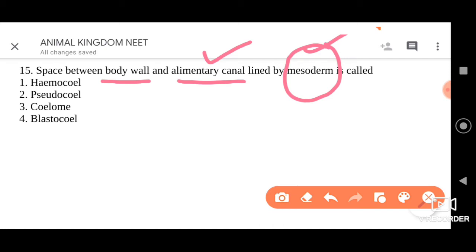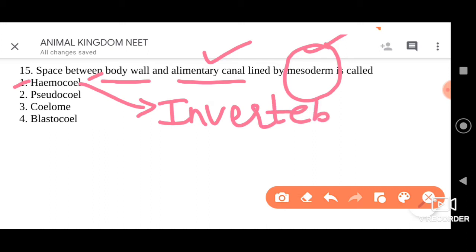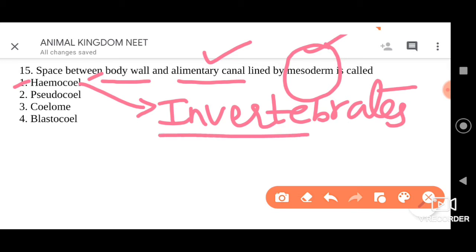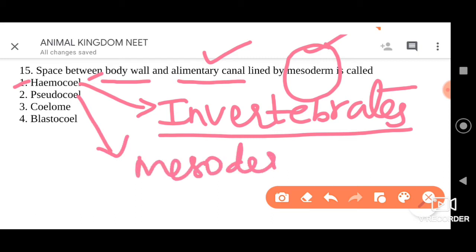The first option which is given here is hemocoel. In question number 10, we had discussed this. Let me just remind you what we had discussed. See, hemocoel is the body cavity of the invertebrates, isn't it? I had told you this. It's the body cavity of invertebrate animals, a few of which contain circulatory fluid. Then pseudocoel, I have already told you, is not lined by mesoderm. Mesodermal lining is not present on the body wall and alimentary canal. So this cannot be the option.